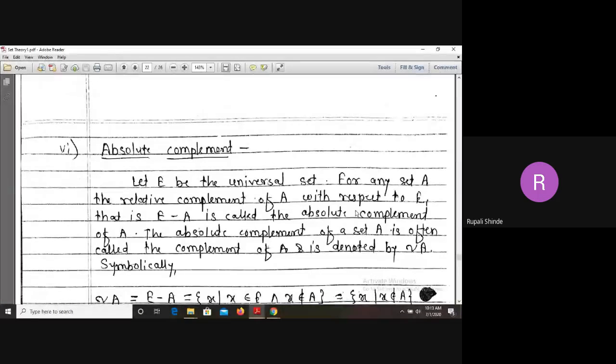After that, we will say what is the absolute complement. So, complement of any set with respect to universal set E is called as absolute complement. So, suppose there is one set A. If you want to find out absolute complement for this set A, that is given by E minus A. So, here E is a universal set.